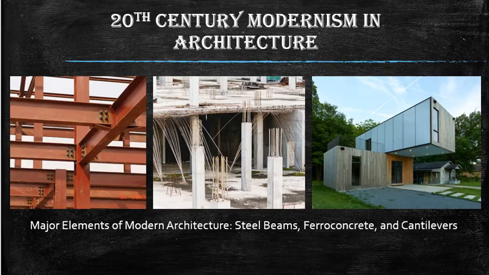Okay, so this is part 4 of our video lecture on 20th century modernism, and we're going to deal with modernism in architecture. There are three major elements of modern or modernist architecture that emerged in the early 1900s. Two of them were new construction materials, and one of them was a new design element.